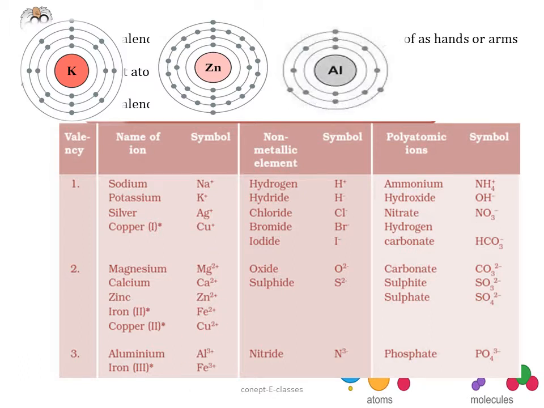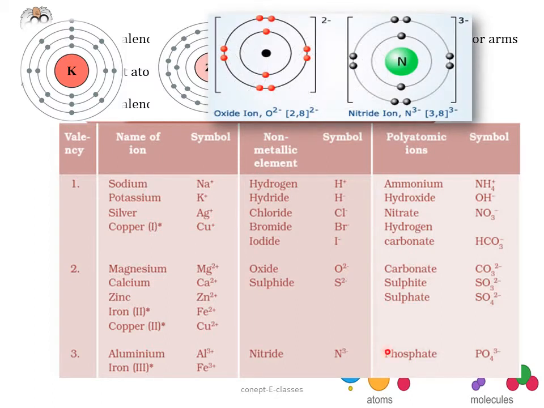In the case of aluminium and iron, they have 3 valence electrons, hence they are called trivalent cations. In the case of non-metallic elements like hydride, chloride, bromide, iodide, these also have only 1 valence electron and they are negatively charged, hence they are called monovalent anions. In the case of oxide or sulfide, they have 2 minus, the valence electrons are 2 and they're negatively charged, hence they're called divalent anions.